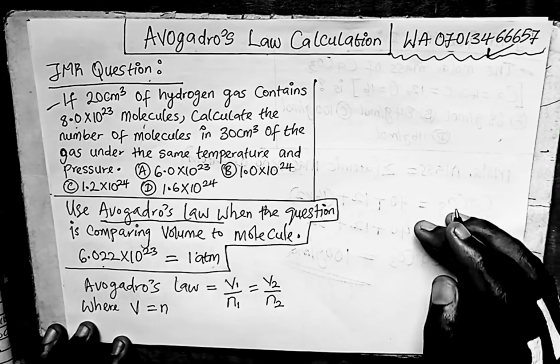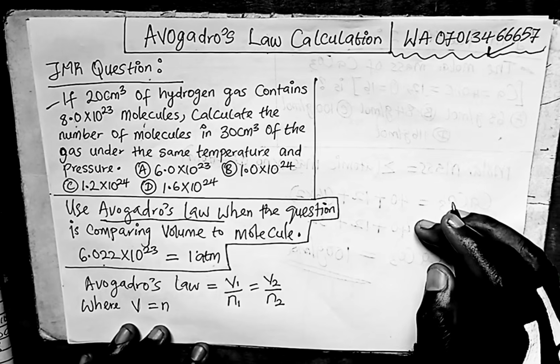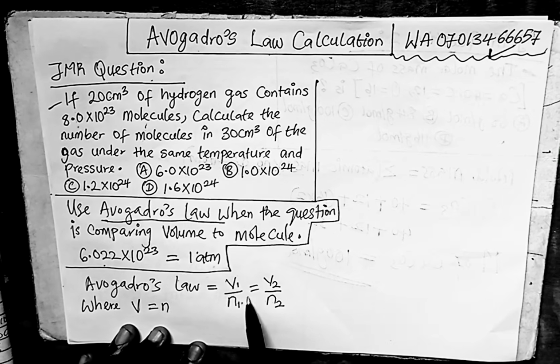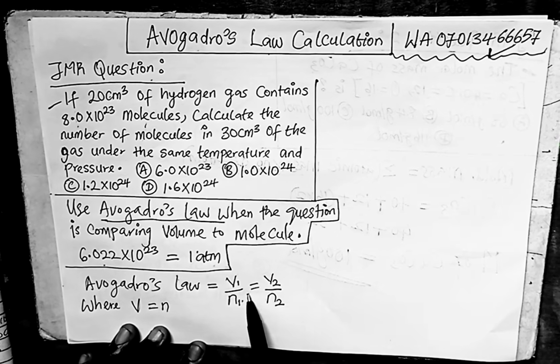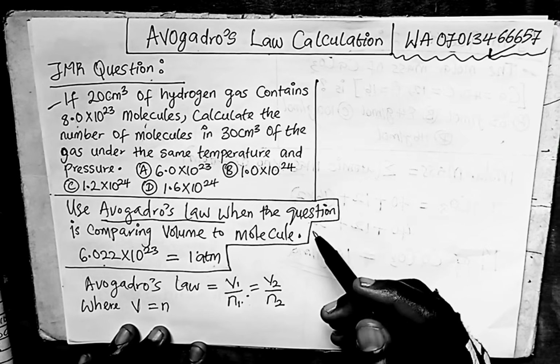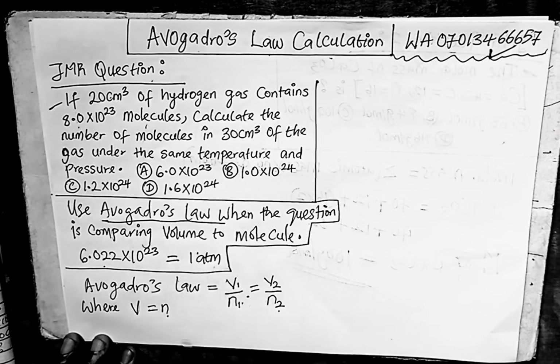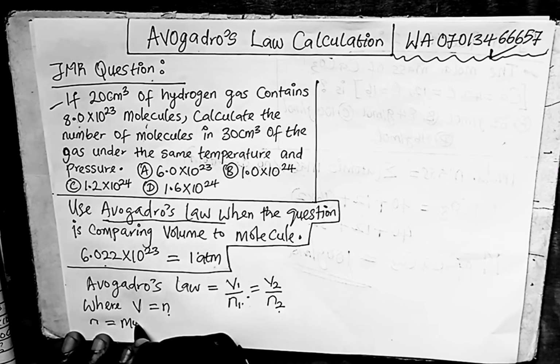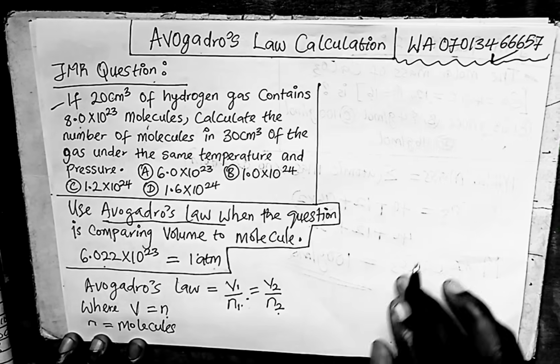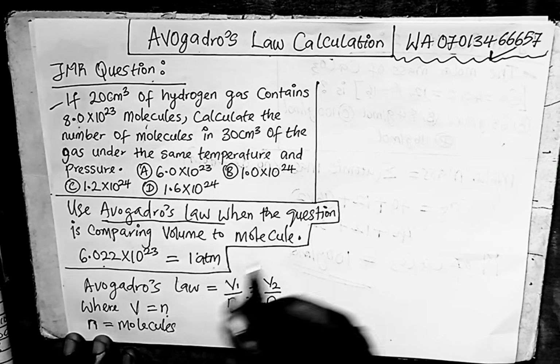Where V is proportional to N. Remember, I told you that equal volumes of all gases at the same temperature and pressure contain a similar N, which means they contain a similar number of molecules. So N is molecules. This is Avogadro's law. Let's now use it to solve.